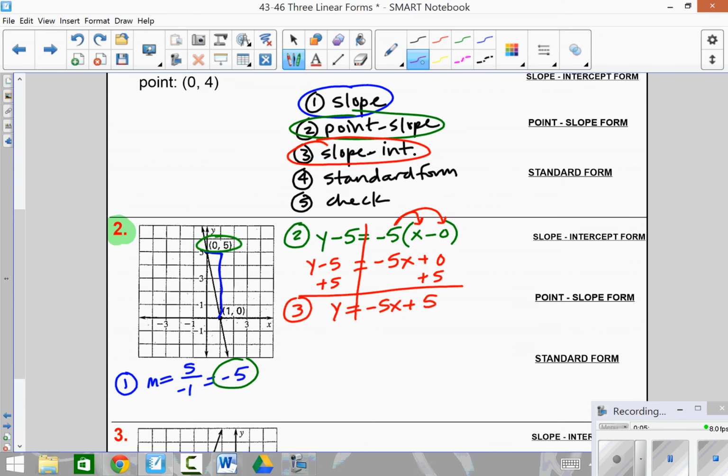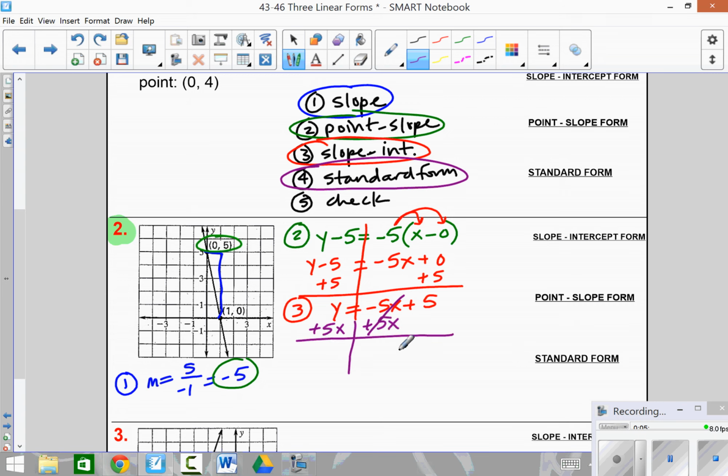Okay? Fourth step, let's continue here and rewrite this in standard form. Standard form basically means let's get the x and y on the same side of the equal sign. So let's move this -5x to the same side as the y. I'm going to undo this -5x by adding 5x to both sides.